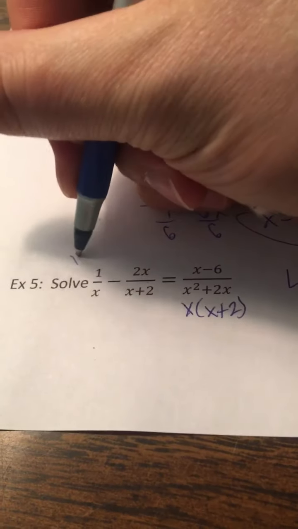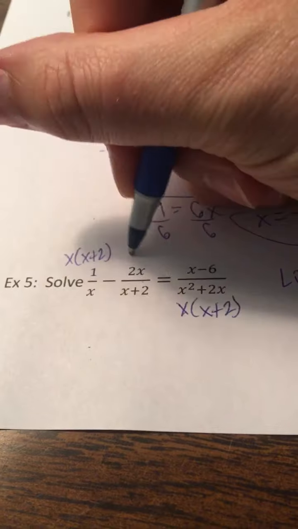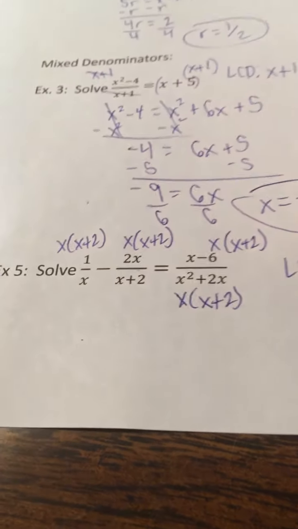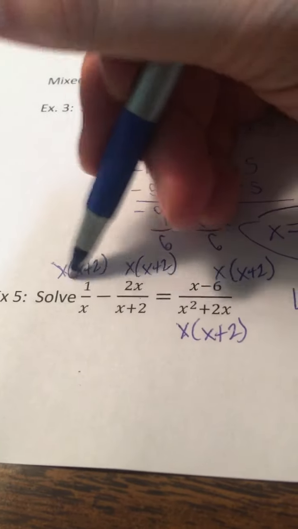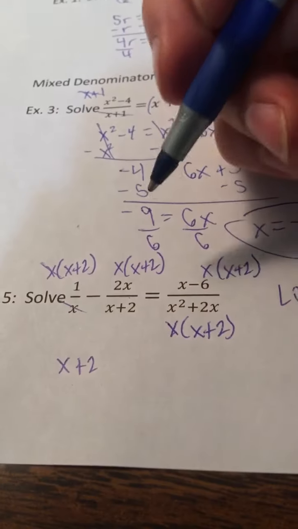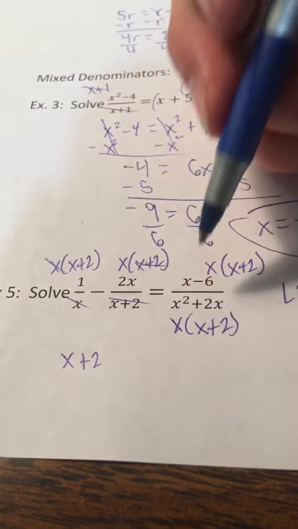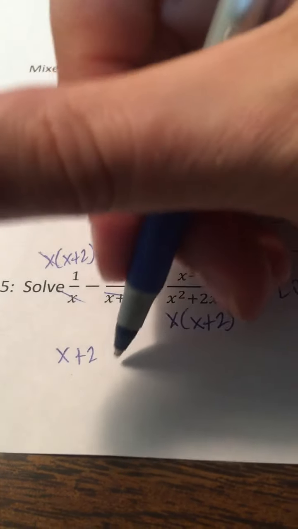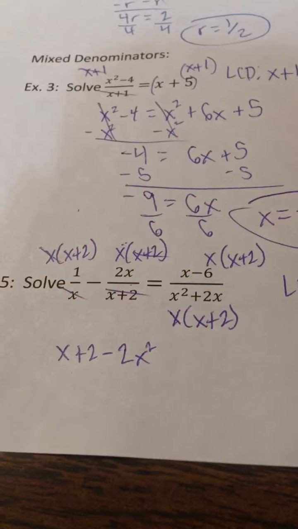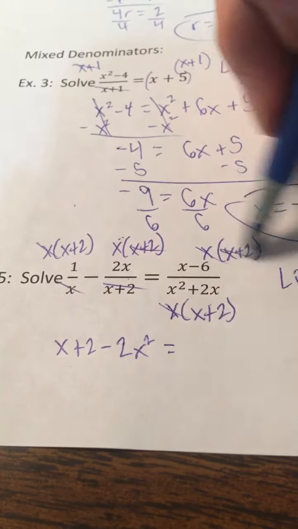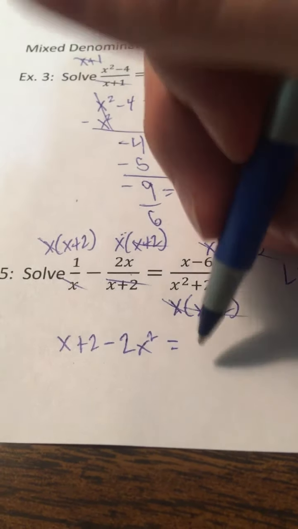So let's go through and multiply each part of the problem by that. x times x plus 2 times each of these. So first fraction, the x's cancel out. I'm left with x plus 2 times 1, so x plus 2. Second fraction, the x plus 2's cancel. I'm left with this negative 2x times this x, going to be a negative 2x squared, equals, and let's see, over here, x cancels out, x plus 2 cancels out, so I just have that, x minus 6.